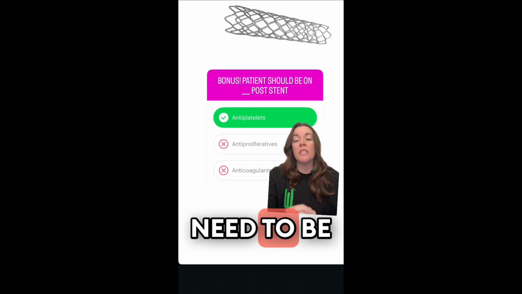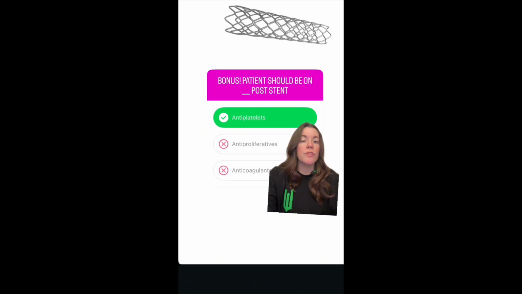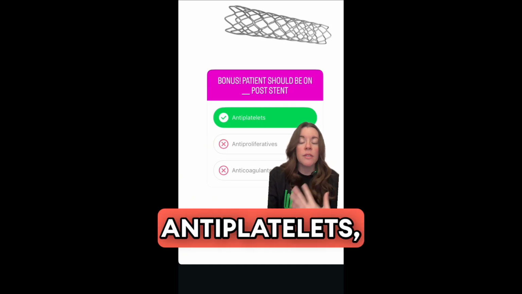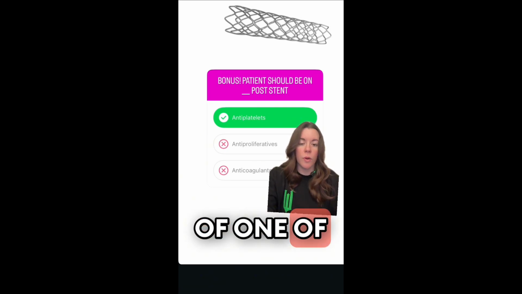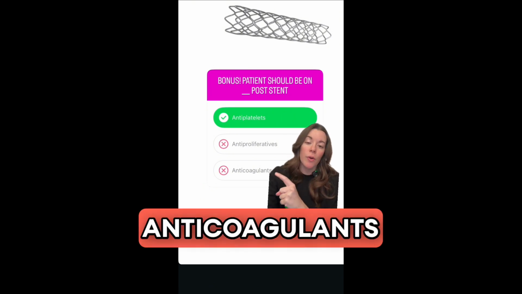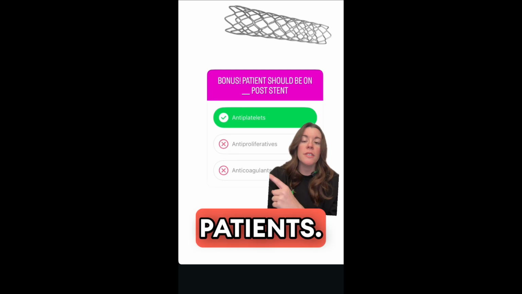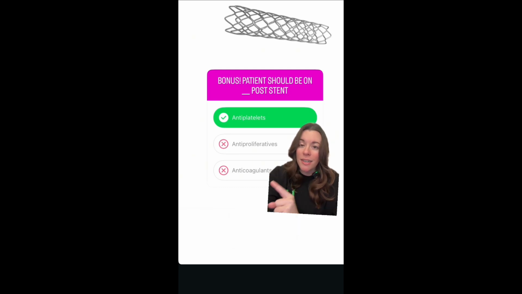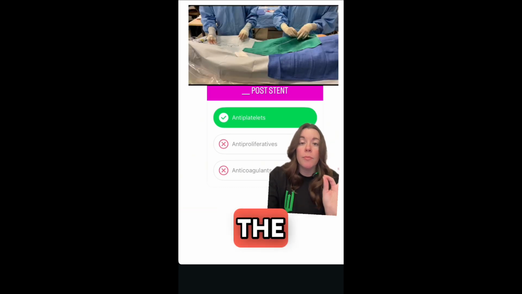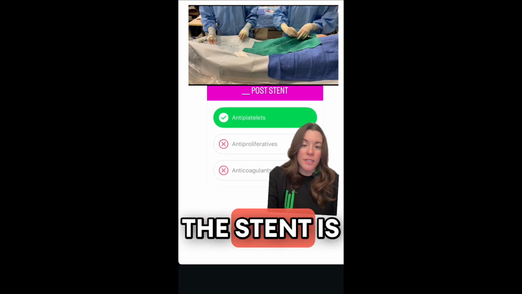So the patient will need to be on dual antiplatelet therapy, which is usually two different antiplatelets orally, aspirin, and a combination of one of the others. It is not anticoagulants because the reason we talked about, right, that's for stroke prevention for some of the AFib patients. But the patient does get anticoagulant, but during the procedure, not after the stent is implanted.